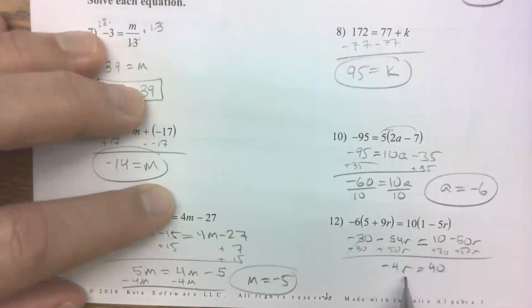I don't want negative 4r's. I want just 1. So we'll divide by the negative 4. And when I take those away, 40 divided by a negative 4. Well, 40 divided by 4 is 10. And a positive divided by negative is a negative. So my answer is negative 10.